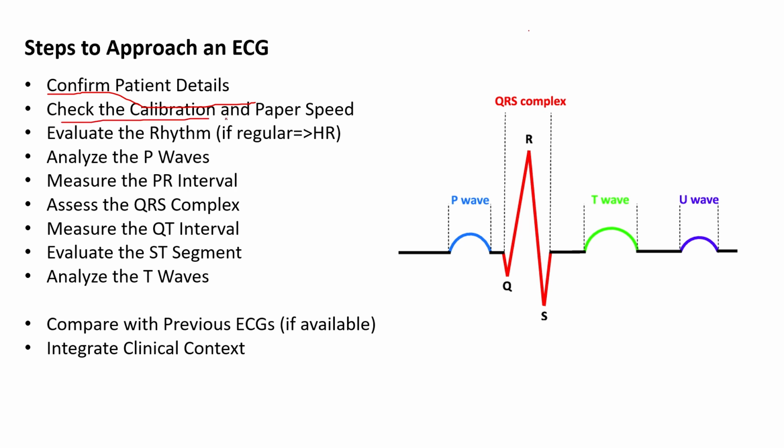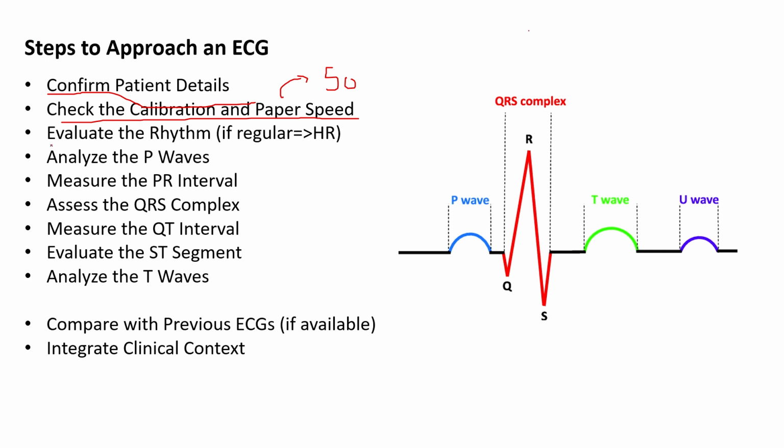Then you need to check the calibration and paper speed. Please start with checking calibration and paper speed. Because, for example, in my case, I'm in Russia, and most of the time they use the ECG on paper speed of 50 millimeter per second. And trust me, a lot of time I have said this patient has left bundle branch block because I thought the QRS complex is widened, but it turned out to be normal because I didn't look at the speed. I was just thinking about the normal standard ECG, which is on 25. So you really have to pay attention to this.